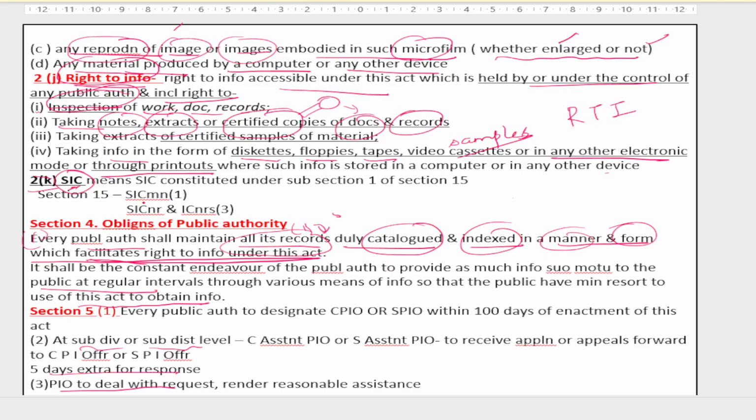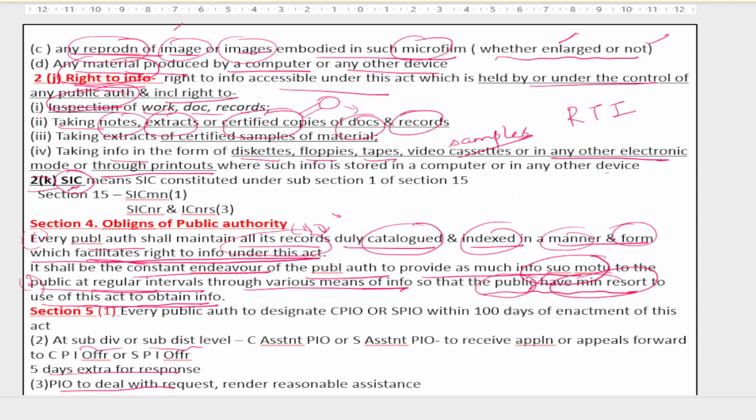Then section 4 subclause 2 says that it shall be the constant endeavor of the public authority to provide as much information suo motu, that is on its own, to the public at regular intervals through various means of information, so that the public have minimum resort to the use of RTI Act to obtain information. So the public authority should give information suo motu to the public at regular intervals, so that the public have minimum resort to the use of RTI Act.